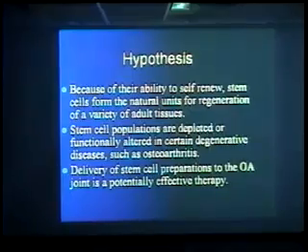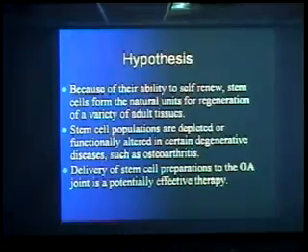I'm talking now about adult stem cells, which can be isolated from bone marrow and also from a lot of other tissues, including adipose tissue, skin, peripheral blood, skeletal muscle, and so on. So the first part of this hypothesis says that these stem cells represent natural units of regeneration of tissues damaged as a result of trauma or disease.